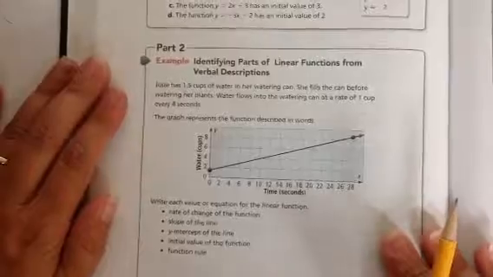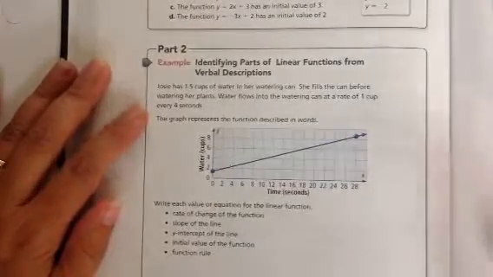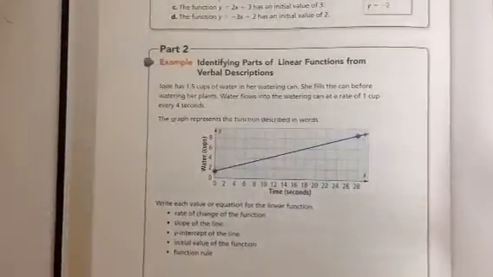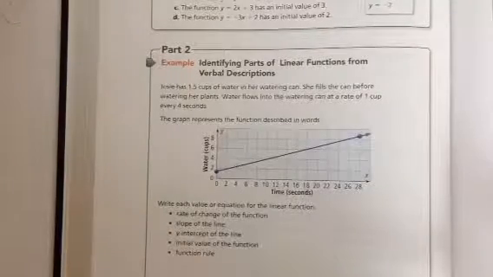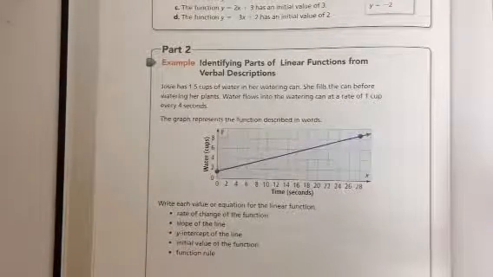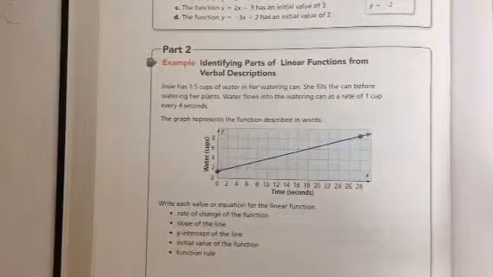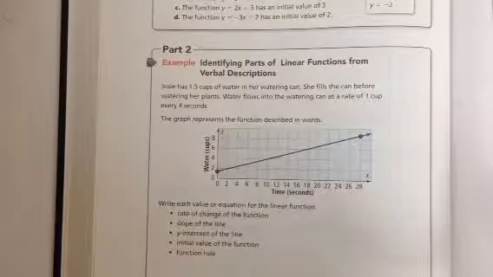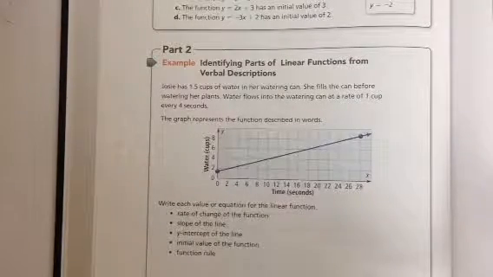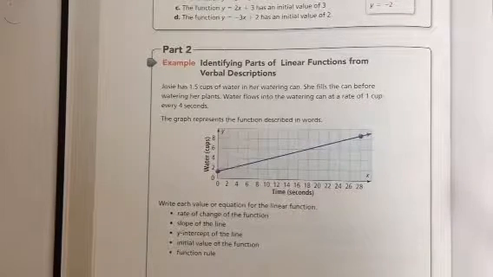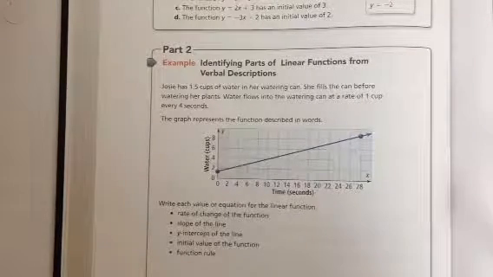Okay, identifying parts of linear functions from the verbal description. Josie has 1.5 cups of water in her watering can. She fills the can before watering her plants. Water flows into the watering can at a rate of 1 cup every 4 seconds. The graph represents the function described in words. Okay, so what's the slope here? How do we find the slope?